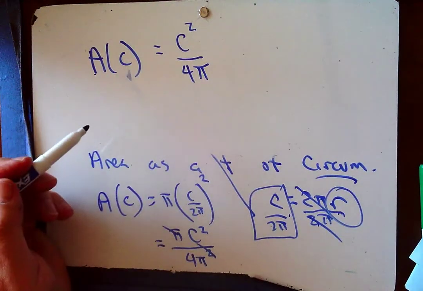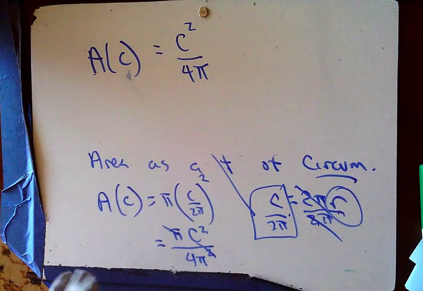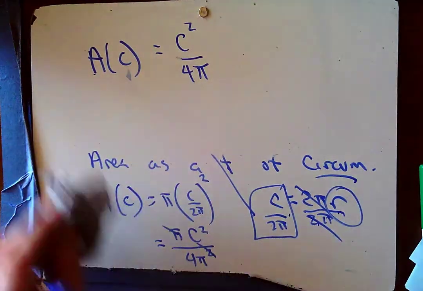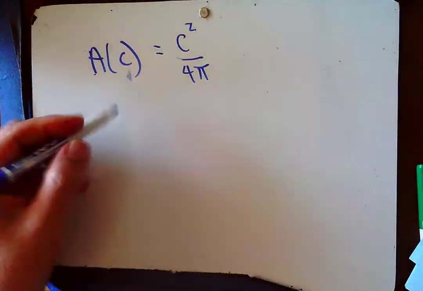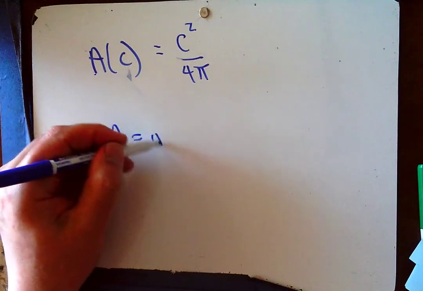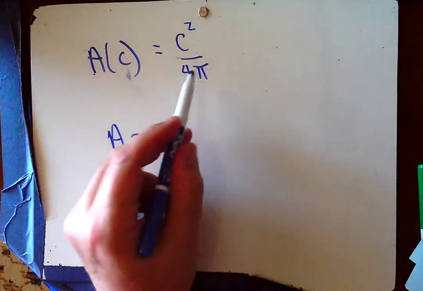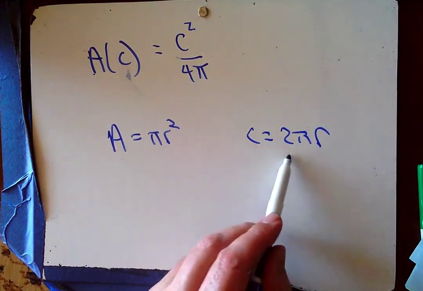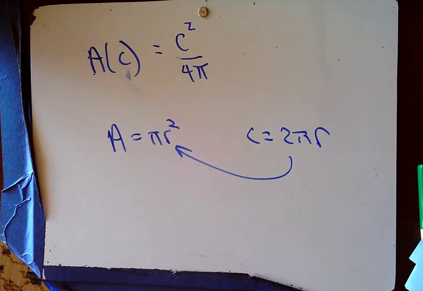That's the area of a circle as a function of circumference. I plug a circumference in, I get an area out. How did I do that? Remember, I started with the area formula that I know for a circle, and this other relationship involving circumference, and I did a substitution here. Okay? All right, so how about this one?